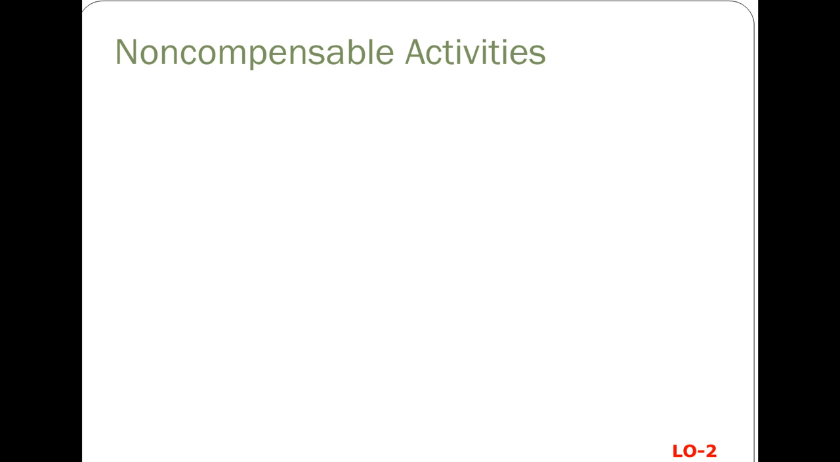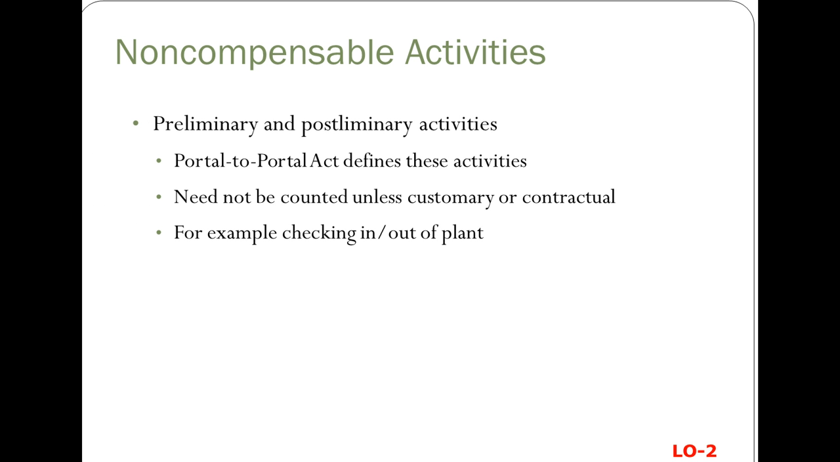So what are some activities that employers don't have to pay their employees for? Preliminary and post-preliminary activities. There's an act called the Portal to Portal Act that defines these activities. And basically it says don't count them as activities that have to be compensated for unless they're customary or it's written into a contract that you have to. So an example for these things would be like checking in and out of a plant, or waiting in line, washing up, showering, waiting in line to receive paychecks. None of those would be compensable.